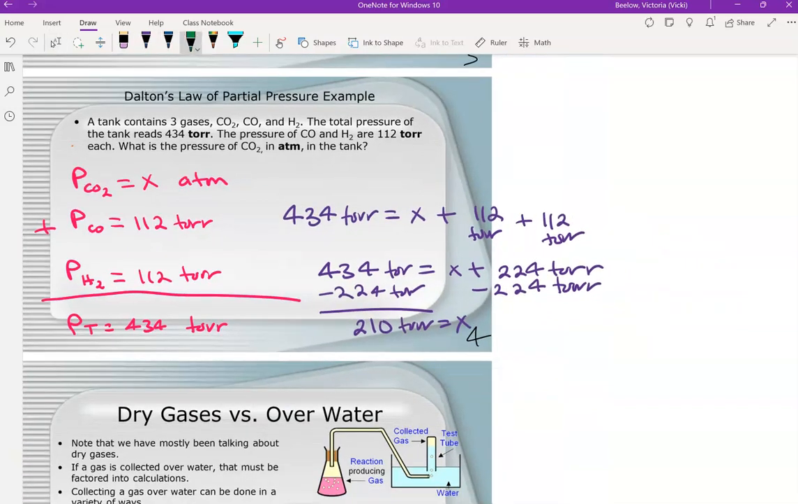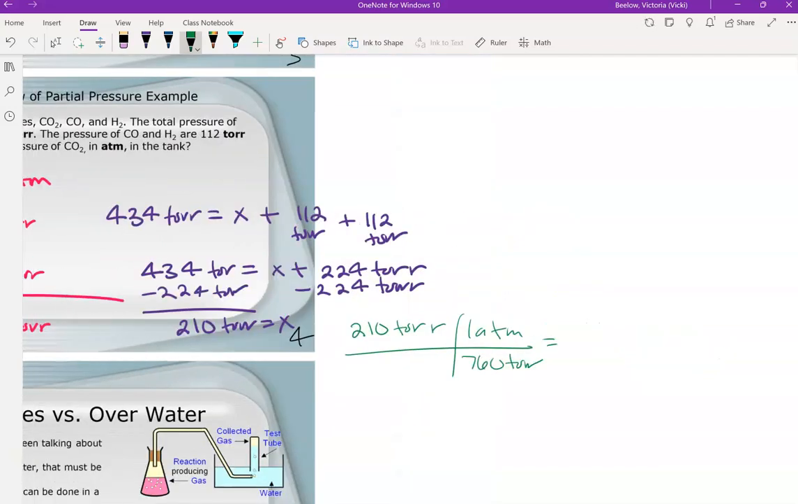But we wanted the answer in ATM, so I'm going to take that amount of torr and convert it into ATM. 760 torr equals 1 ATM. So I have to divide by 760.